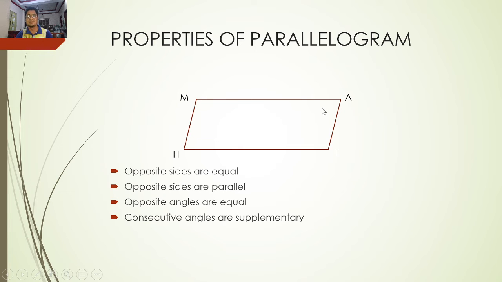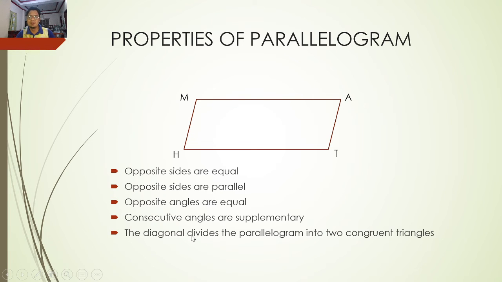60 degrees. So, ganun lang po kasimple. 60 degrees ito, 120 ito, pag pinagsama mo yung dalawa, 180 degrees. Yun ang ibig sabihin ng consecutive angles are supplementary.